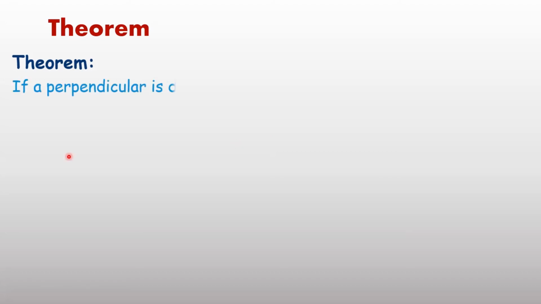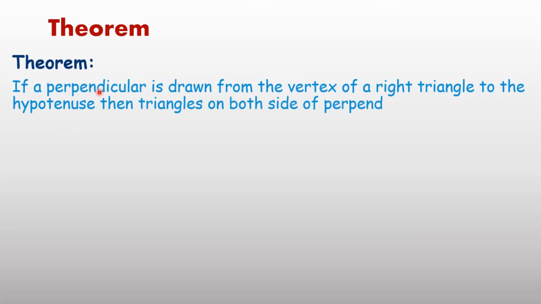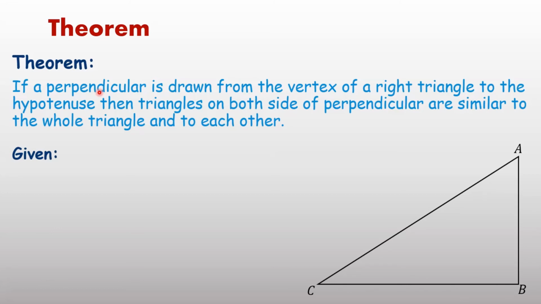Now first, the theorem which is the base for Pythagoras theorem, which you need to know and be able to derive. The theorem is: if a perpendicular is drawn from the vertex of a right triangle to the hypotenuse, then the triangles on both sides of the perpendicular are similar to the whole triangle and to each other.